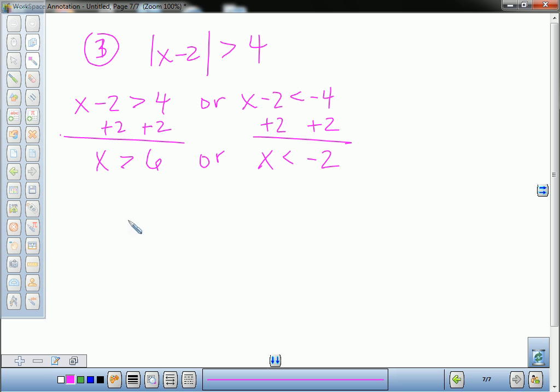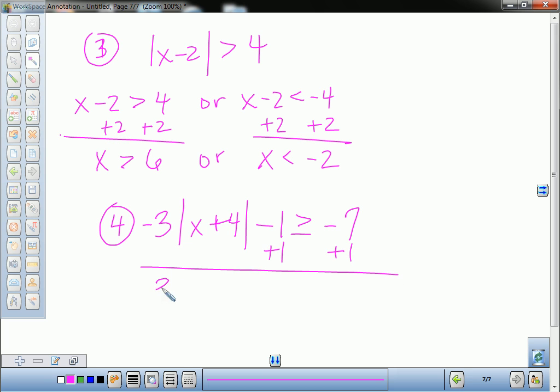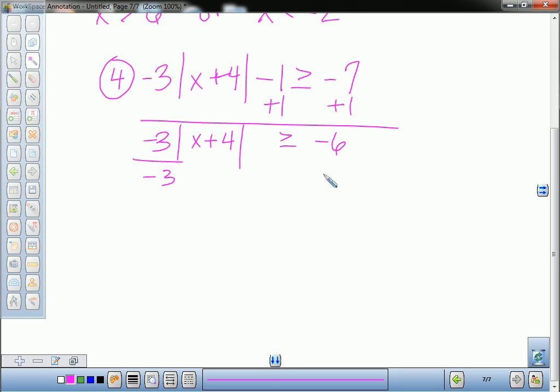Okay, so let's do one where we have extra stuff that we have to get rid of first. Let's say we have -3 times the absolute value of x plus 4 minus 1 is greater than or equal to -7. So first of all, we have to isolate the absolute value. So we'll add the 1. And then divide by a negative. Okay, I'm dealing with an inequality and I'm dividing by a negative. So the first thing you have to do is change the direction of the sign. All right, so less than or equal to 2.